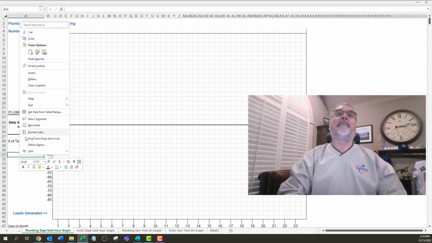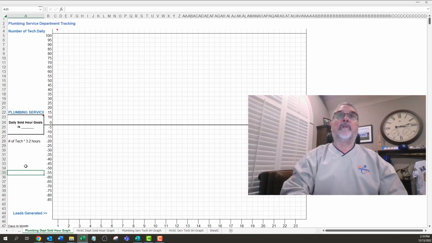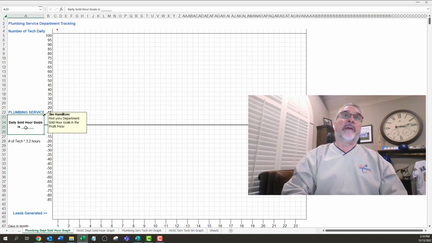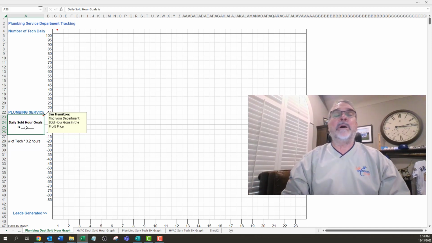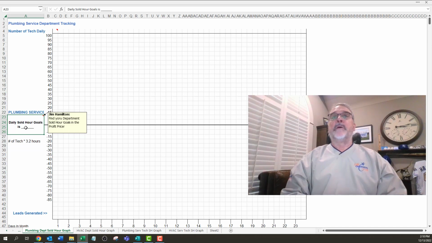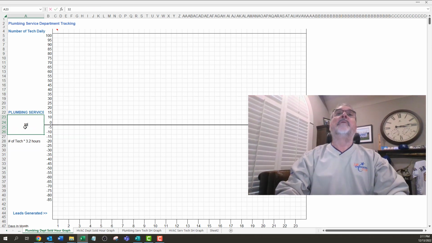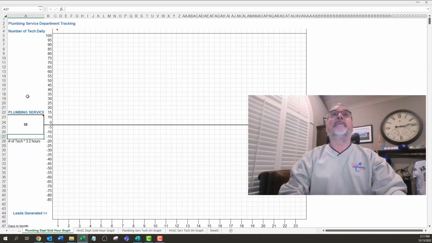Now your profit pricer is going to be able to tell you what is the targeted number of sold hours for the department. And that's what we want to put in here. And that'll be in the MP11 tab on your profit pricer. You'll get all these sold hour targets on the MP11 tab of the profit pricer. And you'll want to just type that in here. So let's say you got 10 technicians, then you're going to be looking for 32 sold hours today.